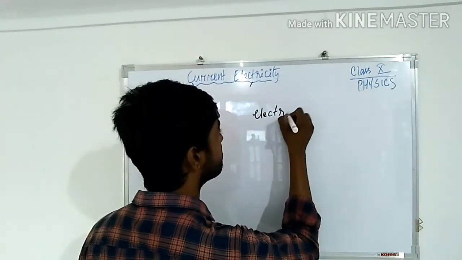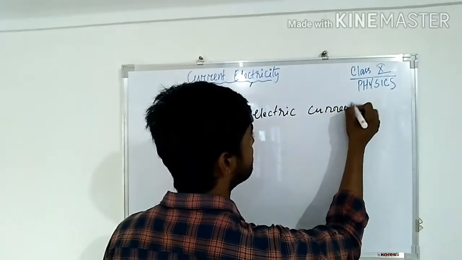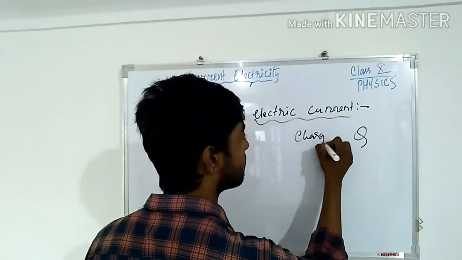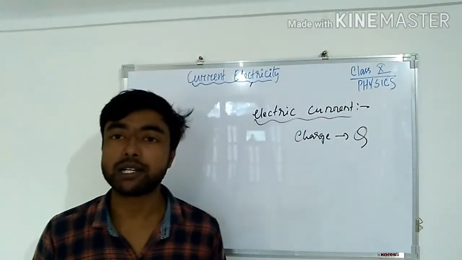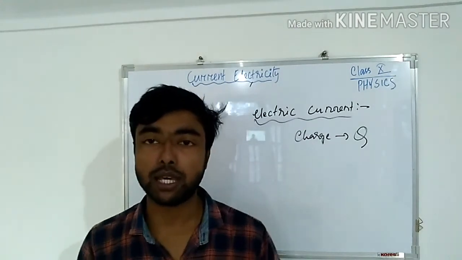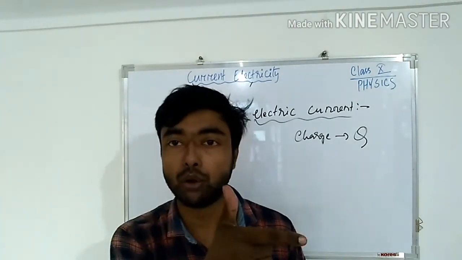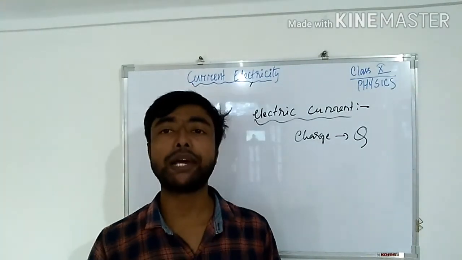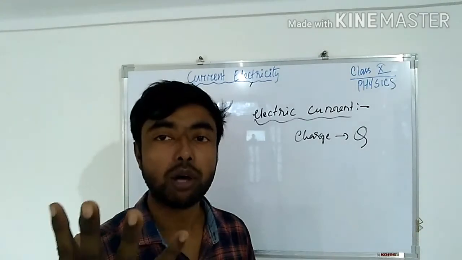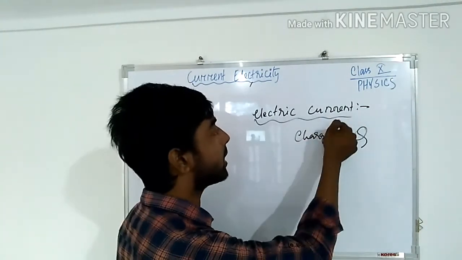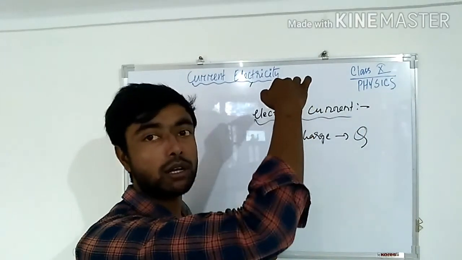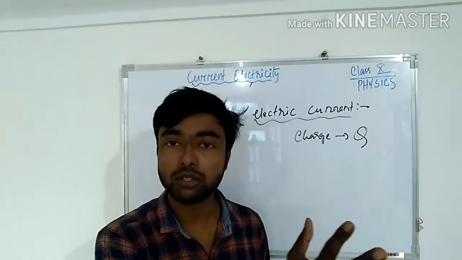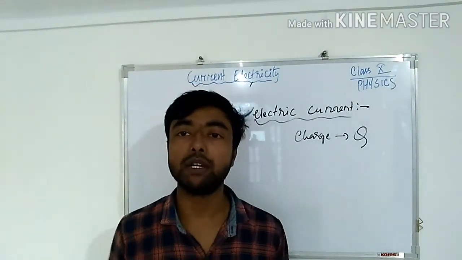Electric current. Electric current is very important. As I told, we write charge by Q. Now we used to say electric current. Current means flow, the flow of charges. If you need electric current, the charges must flow, because current means flow. Electric means we deal with charge, as I just told. If the charges flow, then only we will have electric current.